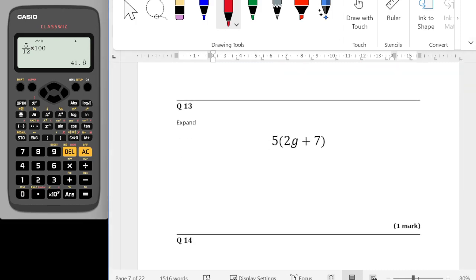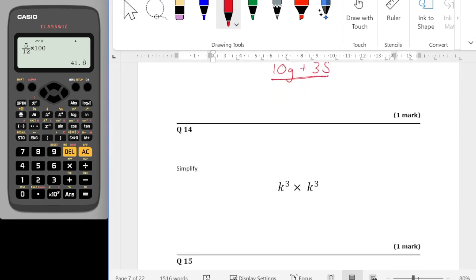And question 13, expand. So I'm going to multiply the term outside the bracket by each term inside the bracket. So 5 times by 2g would give me 10g, and then 5 times by 7 would give me 35. Okay, so we're looking at laws of indices here. When we multiply powers, when we multiply indices, we add the powers. So that's going to become k to the power 6.